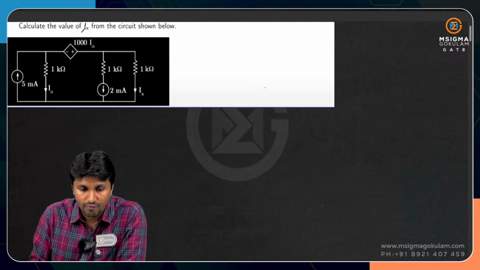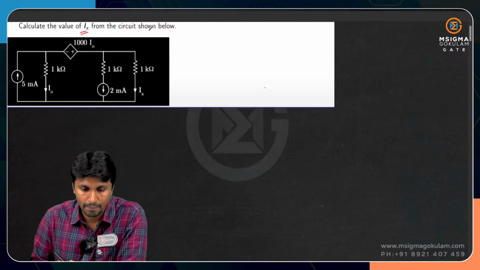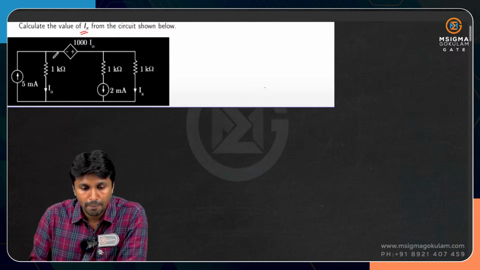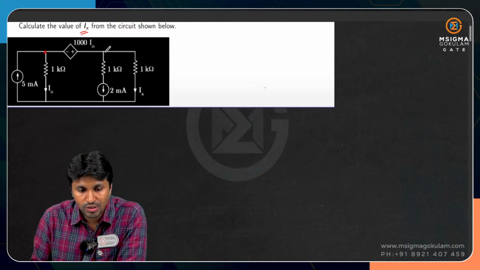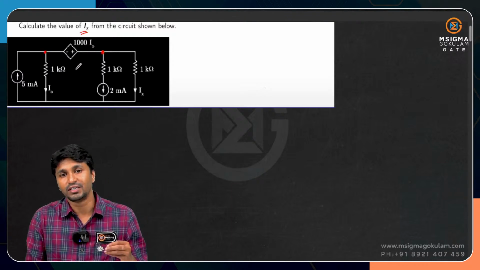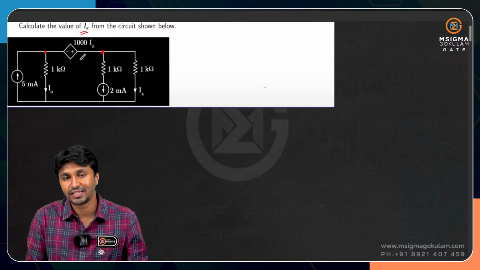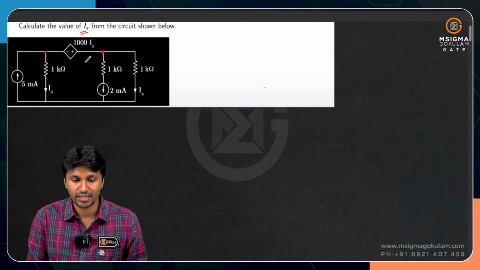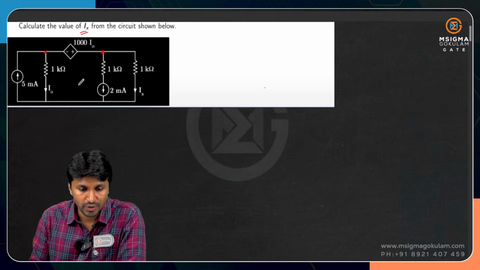Calculate the value of Ix from the circuit shown below. Okay, so look at this one. You can clearly see that two nodes are connected by a voltage source, a dependent voltage source. Whenever you have this situation, the only method to analyze the circuit is supernode analysis, right? Supernode analysis.